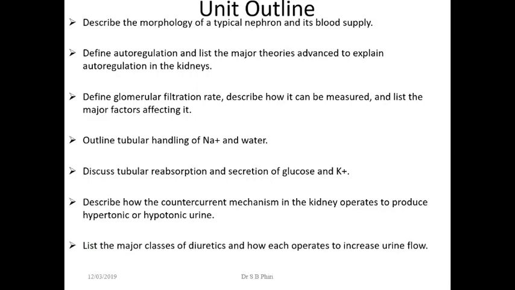Then you should be able to list the major classes of diuretics and how each operates to increase urine flow. So there are diuretics drugs that are used. So you need to know them and how they operate, the mode of action of these drugs.